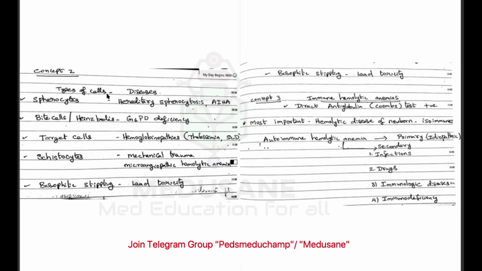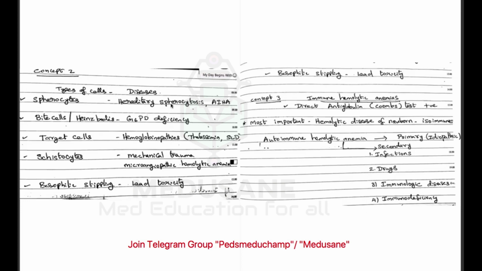So it's concept 2: types of cells and the types of diseases. Very often you might be asked questions related to that. Spherocytes: very easy to answer, hereditary spherocytosis, but it's not just hereditary spherocytosis. You have autoimmune hemolytic anemia. In autoimmune hemolytic anemia also you get spherocytes.